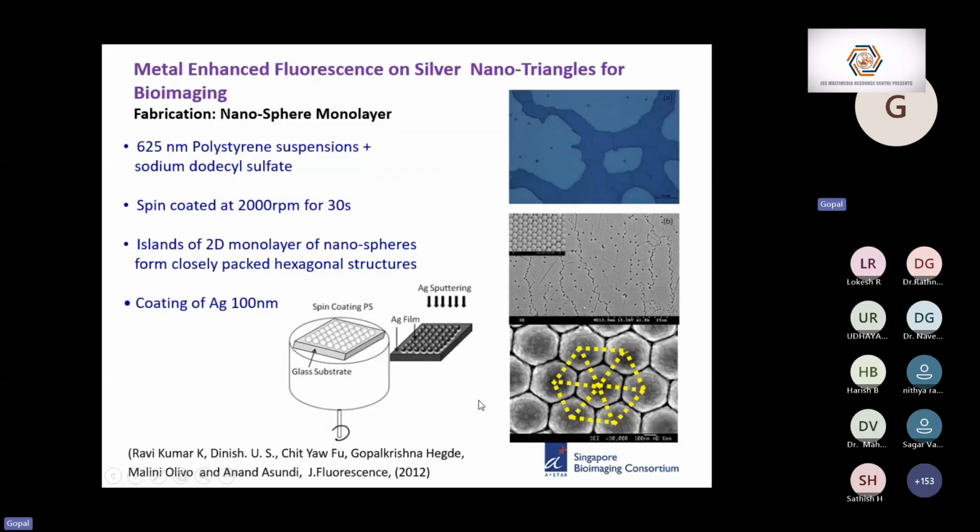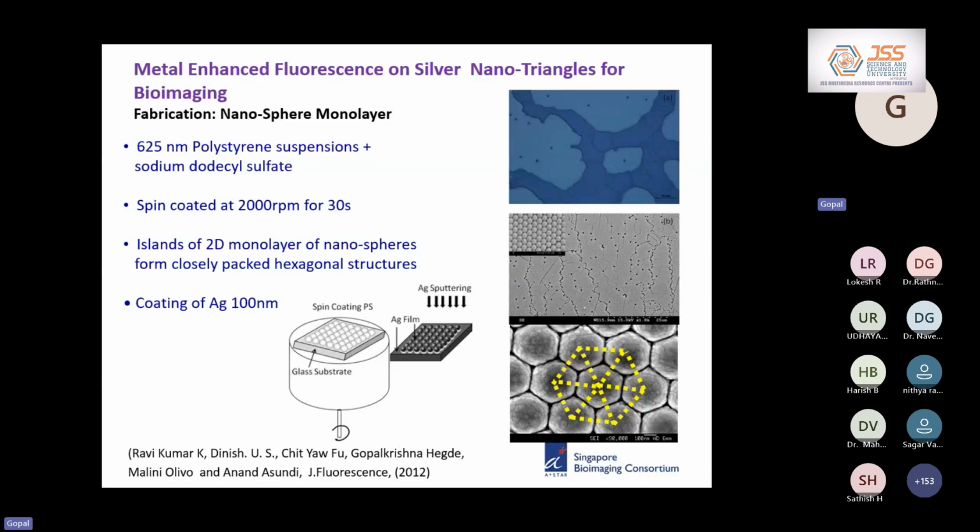Now similarly, metal enhanced fluorescence on silver nano triangles for bioimaging. This is again a nanomaterial, and the one which I showed in the previous case, which was done through e-beam lithography, is a very expensive technique, and making large area is also a bit difficult. So this is another technique. These nanostructures are created by what is called nanosphere lithography.